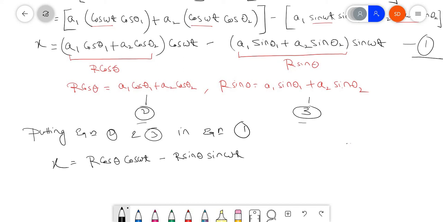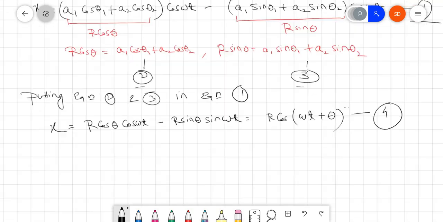Okay, and this can be written as r cos A into cos B minus sin A into sin B. It is the formula of cos A plus B, or cos omega t plus theta. For example, this is equation number 4.